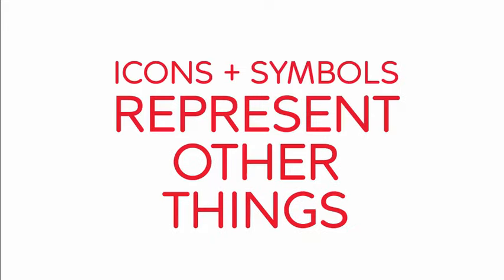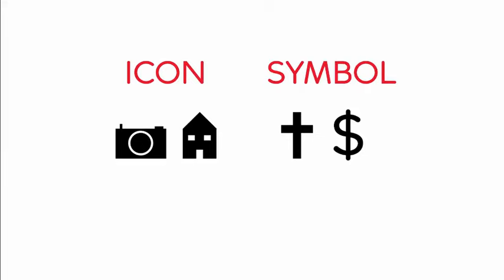Icons and symbols work in a slightly different way. Both icons and symbols represent other things. So an icon, you can see here, is generally a pictorial representation of something, whereas a symbol often represents something more abstract, an idea or a construct. So here you can see that they both have simplified form, and that's what they have in common, and that's why people sometimes get confused between the two.